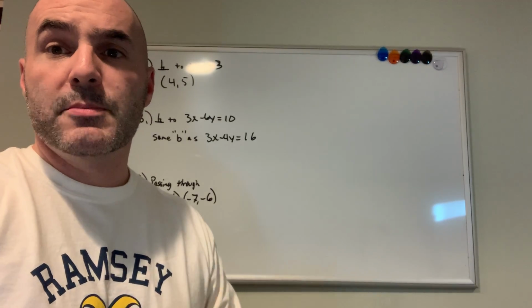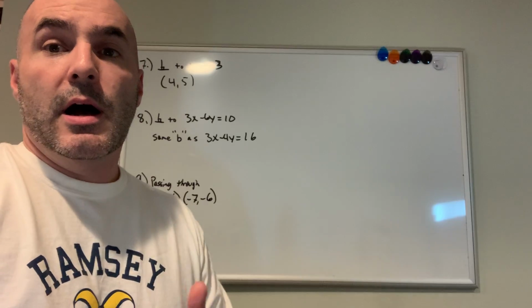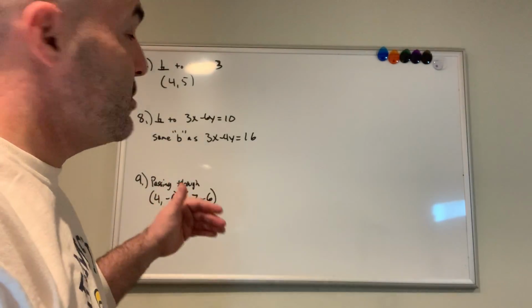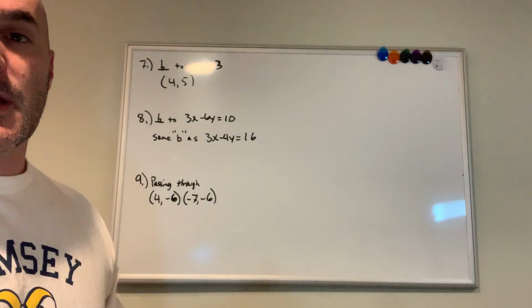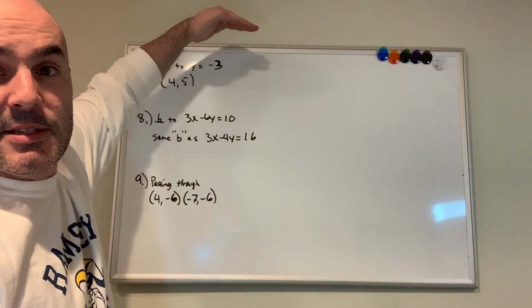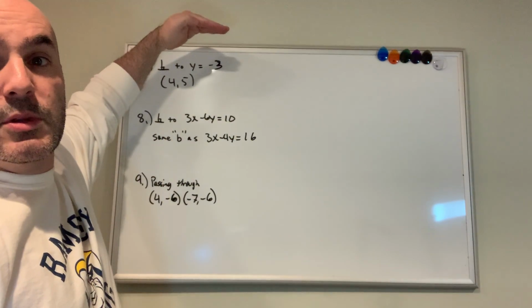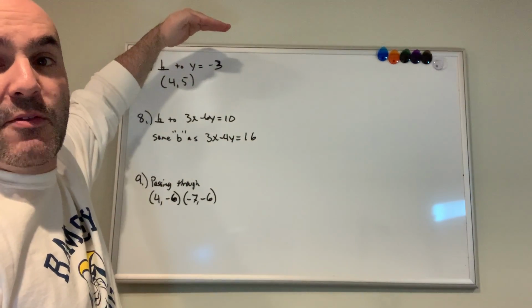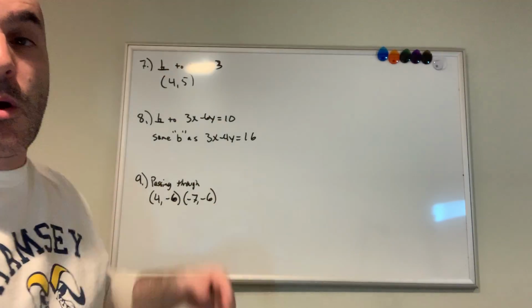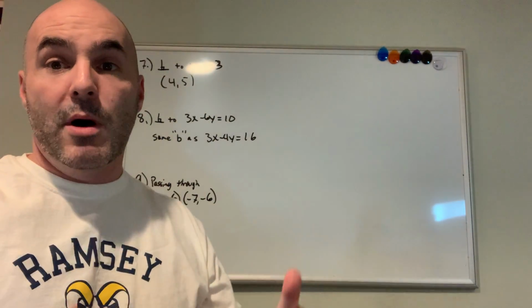Okay, final three problems on today's worksheet. Starting with number 7. So number 7 says perpendicular, I know you guys can't see that because of the glare, to the perpendicular to the graph of y equals -3. Y equals -3, it only has one variable in it.